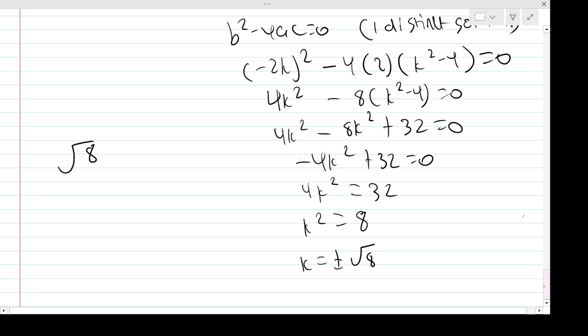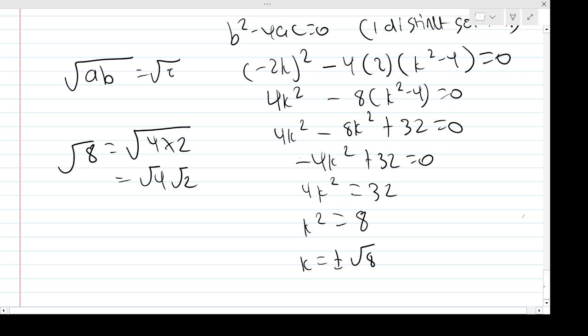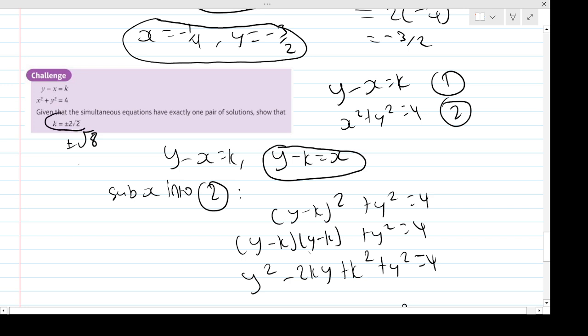Well, root 8, remember, we can say it's root 4 times 2, right? And 4 is a square number. That means we can simplify it, okay? Because root 4 will go to 2. So remember, we can split this up to root 4, root 2. Remember the third law, root AB for any numbers A and B, we can split that up to equal root A times root B. That's the third law you should remember that we did in the first chapter. So that'd be root 4, root 2. Well, root 4 is 2. And then root 2 is just root 2. We can't simplify that any further. But then if root 8 is 2 root 2, then k is plus or minus 2 root 2. But isn't that exactly what they wanted? And there we are. Yes. Cool.